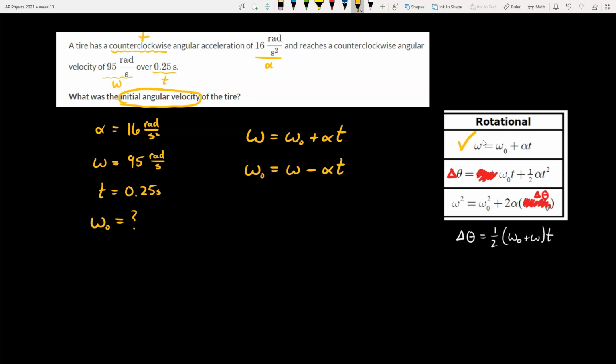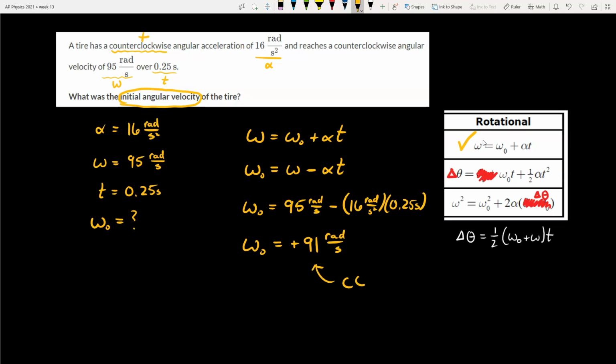And once I have that rearranged, now I'm going to plug in my values and get my answer. Okay, and then it just becomes a little plug and chug. 95 minus 4 right here gives me an initial angular velocity of positive 91 radians per second. Remember, that's positive, so that means that this would be moving in the counterclockwise direction. Cool? All right, moving on.